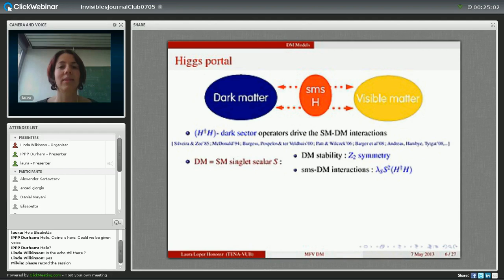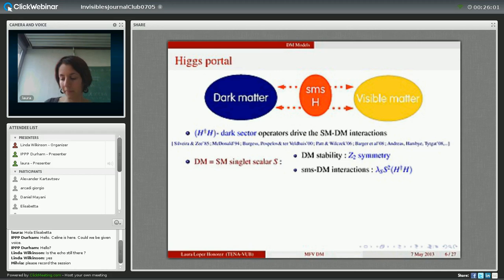Within this Higgs portal scenario, a simple dark matter candidate is the case of a scalar singlet of the standard model, which is going to couple to the Higgs portal through the interaction lambda_S S squared H dagger H that you see there. This is a renormalizable interaction, which is the interest of a scalar singlet dark matter compared to a fermionic singlet dark matter, and the coupling lambda_S is dimensionless. To guarantee the stability of dark matter, we typically assume that there is a Z2 symmetry under which the scalar singlet is odd and all the other components of the standard model are even.